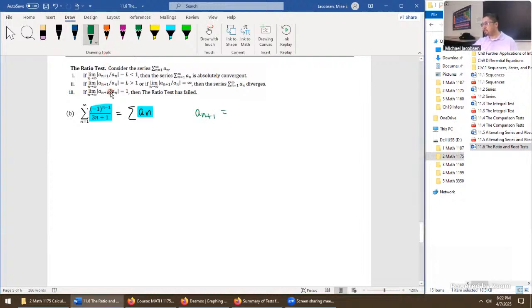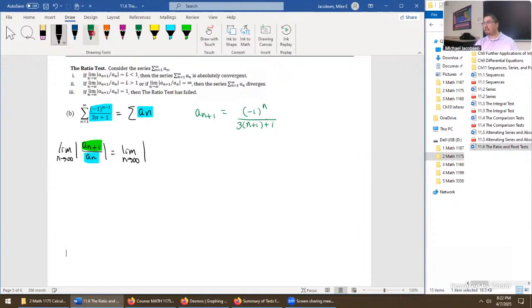That's going to be, looking over here, (-1)^(n+1) minus 1. So now just n. Putting n plus 1 down below there, so 3(n+1) plus 1. Then we just do this limit here, where the red dot is. Limit as n goes to infinity of a_{n+1} divided by a_n is now a limit.